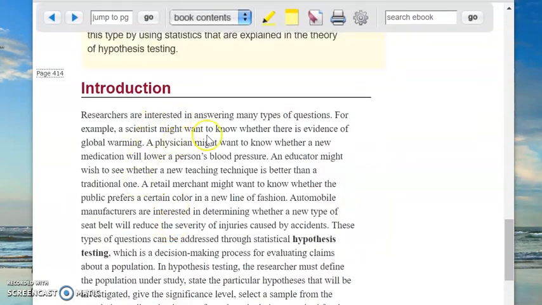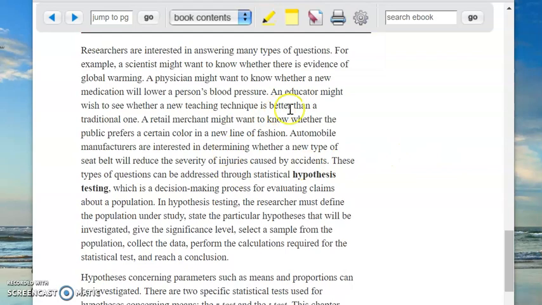Okay, so here he goes into the introduction. He talks about the kinds of questions that researchers are looking into. You might want to know, is there any evidence of global warming? A doctor may want to know whether this new medication will lower a person's blood pressure, or will this medication cure COVID-19? An educator might want to know about a new teaching technique. All kinds of things. Whenever you are comparing things, you must use a scientific method in order to be credible. You have to do this hypothesis testing. Is there a statistically significant difference between the two ways of doing things?